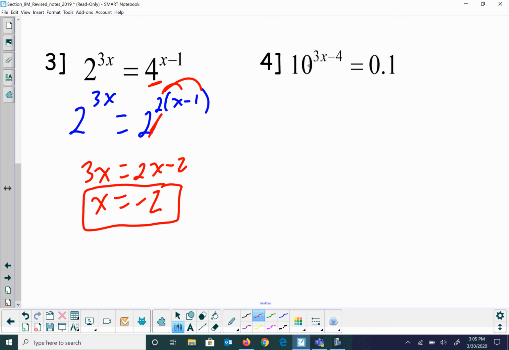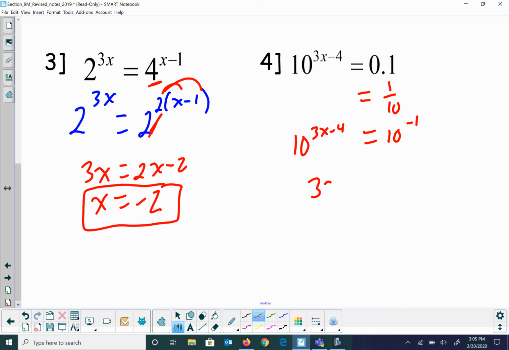On this one, we want to make it to be base 10, so I have to realize that 0.1 is the same thing as 1 over 10. 1 over 10 is the same thing as 10 to the -1. So I get 10 to the 3x minus 4 is equal to 10 to the -1.